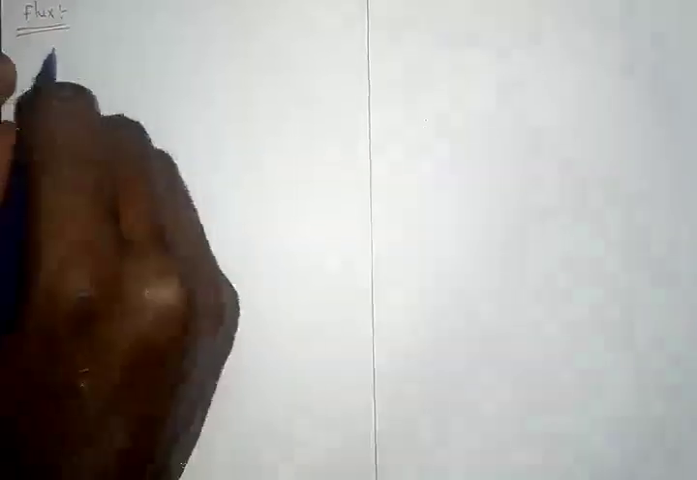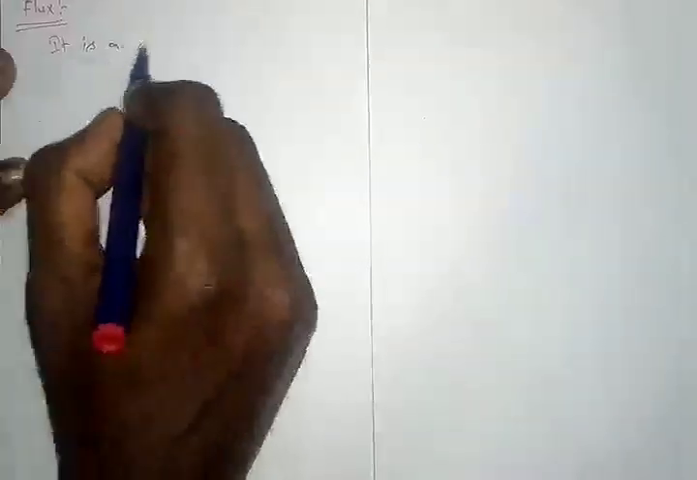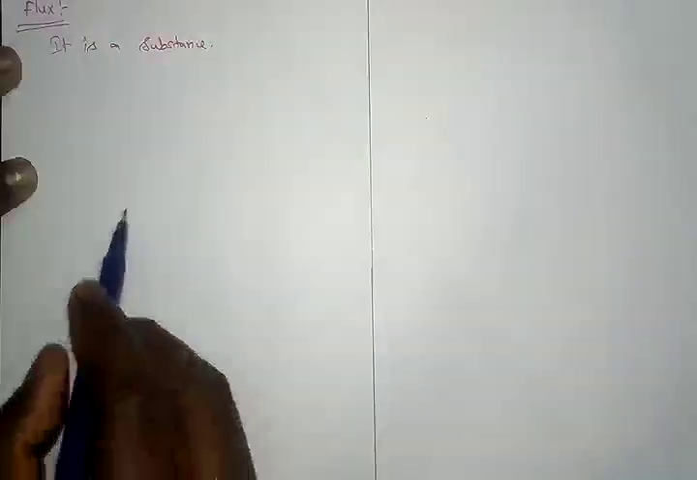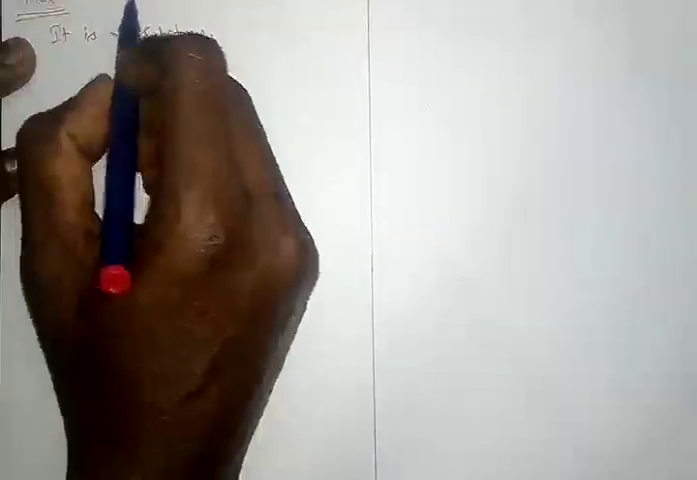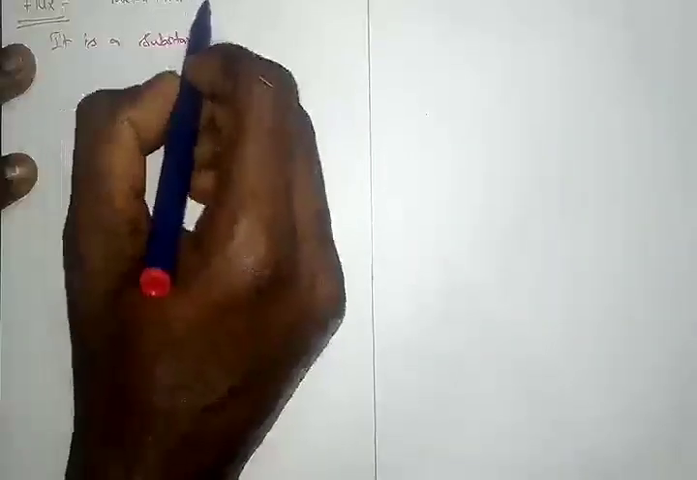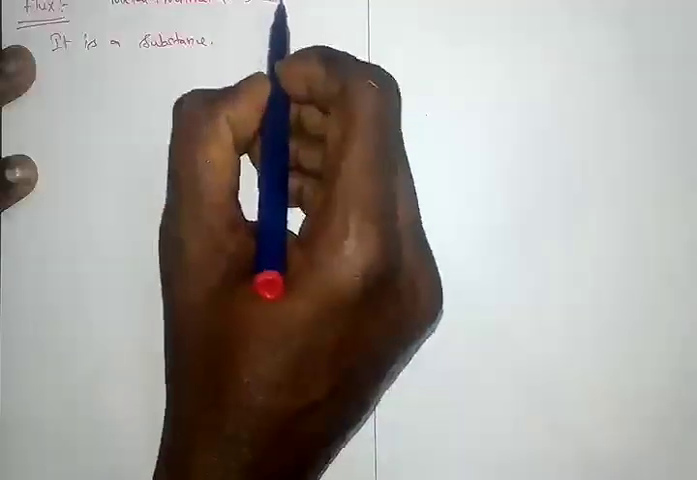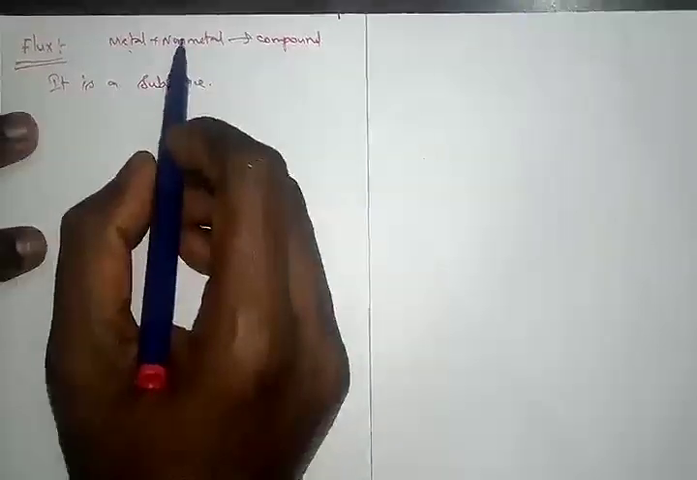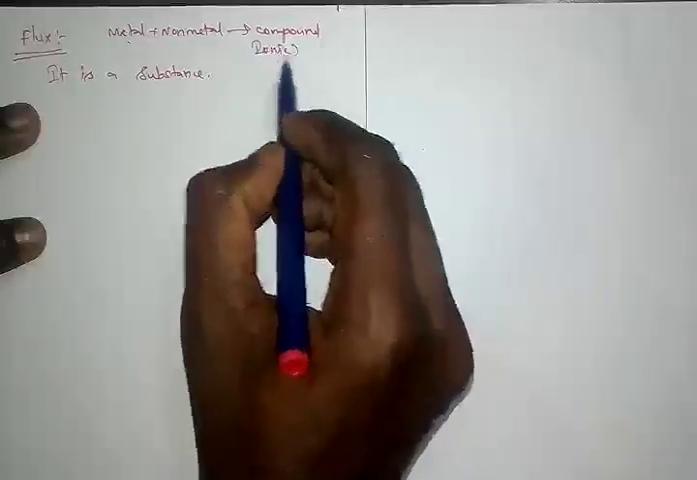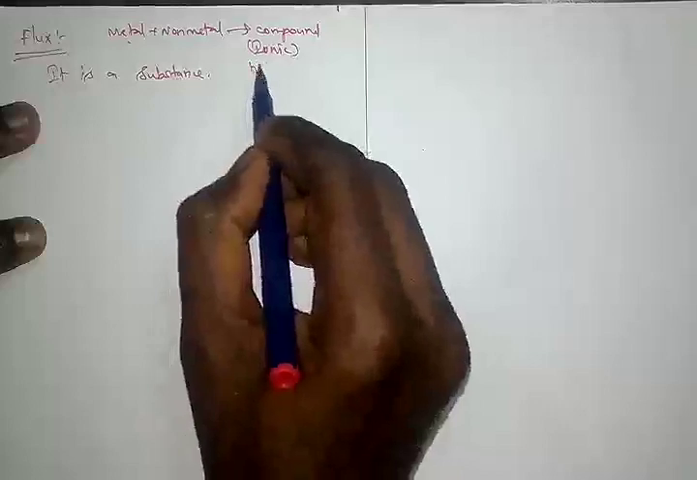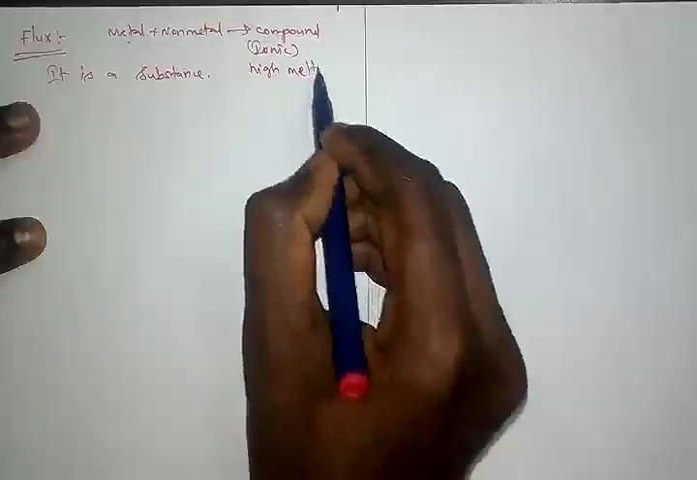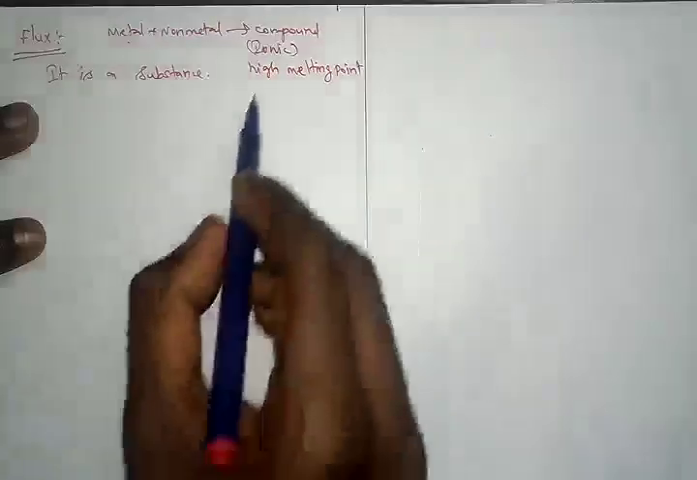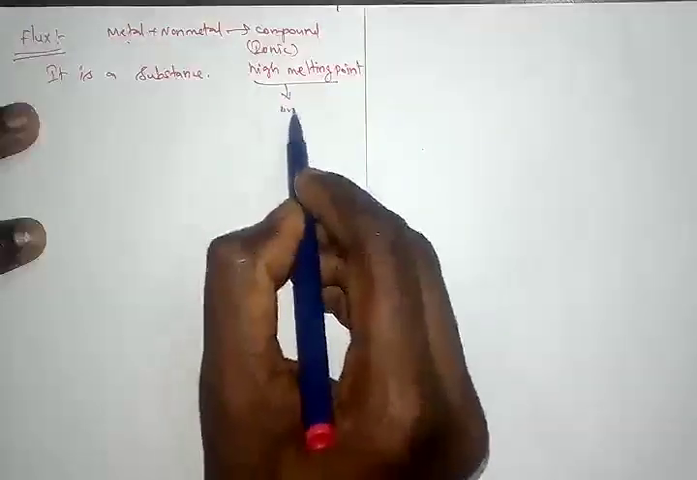Flux is just a substance. Generally we studied that when metals and non-metals react to form a compound, it produces an ionic compound. They have a generally high melting point. So in the extraction of metals, the melting point of the ore is high.